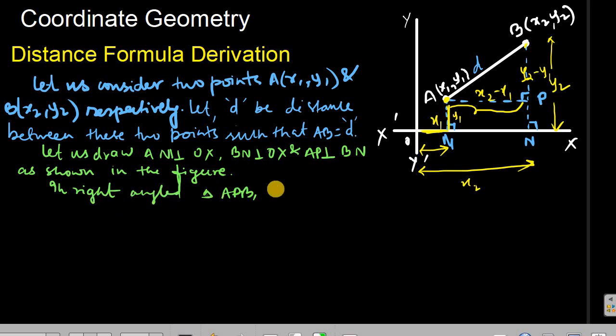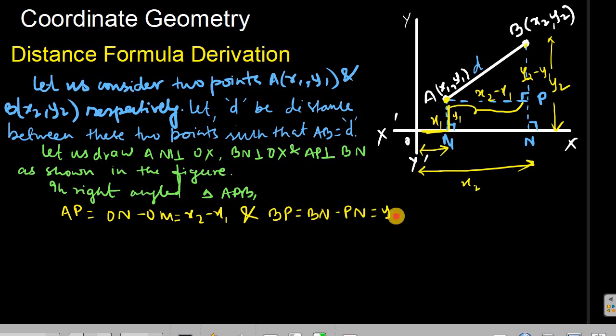As you have written here, in right angle triangle APB, directly you can write AP equals ON minus OM, that is equal to x2 minus x1, and similarly BP equals BN minus PN, which is equal to y2 minus y1. So friends, now you know the Pythagoras theorem. Since there is a right angle triangle APB, wherever a right angle triangle is there, always the Pythagoras theorem is used. If you don't know about the Pythagoras theorem, I have made a video on it. You can see that video. The link is given in the I button up there. After watching that you come here, if you have any confusion regarding the Pythagoras theorem.